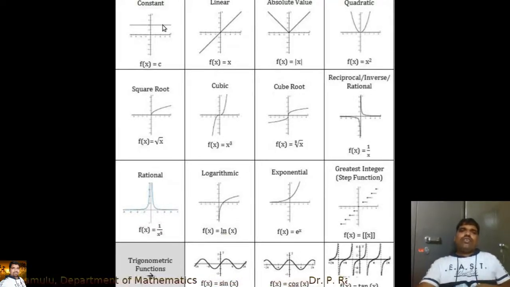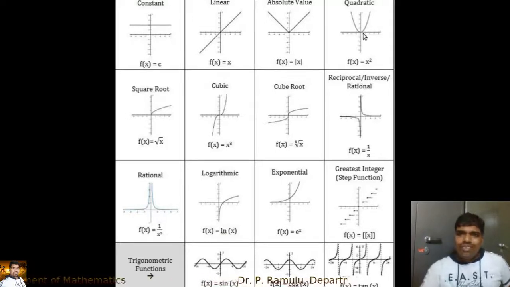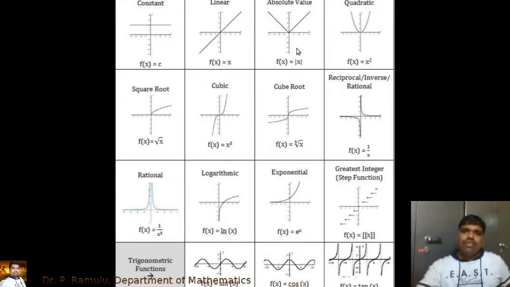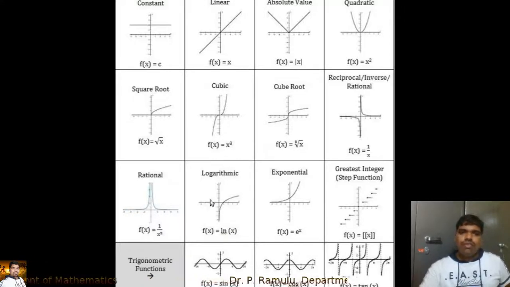You can also see this is a constant function. This also has distinct elements with the same images, therefore it is not one-to-one. This is a parabolic function, it is not one-to-one. The modulus function, observe, is also not one-one. You can take this special function, this is also not one-one. So this is one-one, this is one-one, this is one-one.